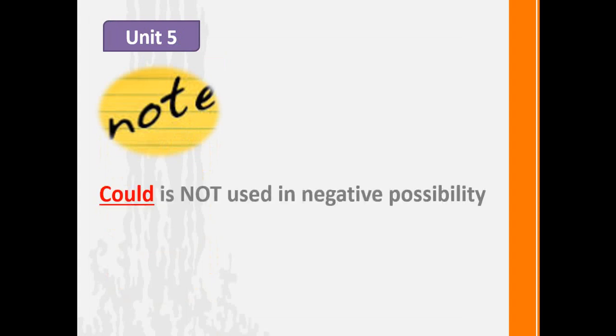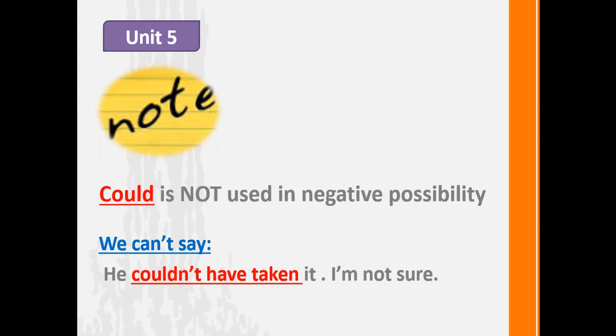Note, could is not used in negative possibility, whether in the past or in the present. So we cannot say he could not have taken it. I am not sure. But we can replace it with he may not have taken it, or might not have taken it. Both are correct, but we cannot say he couldn't have taken it. I am not sure.